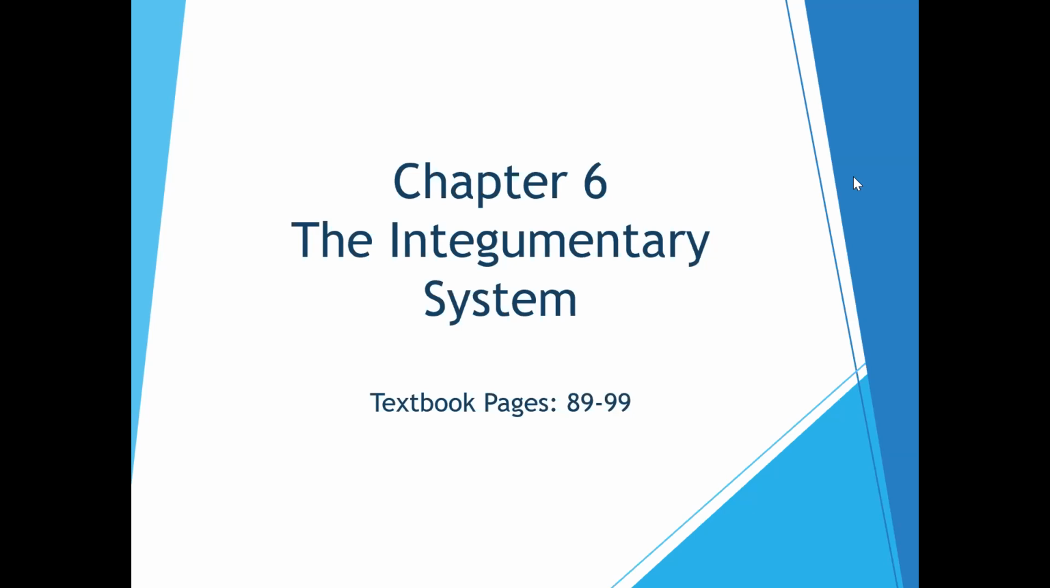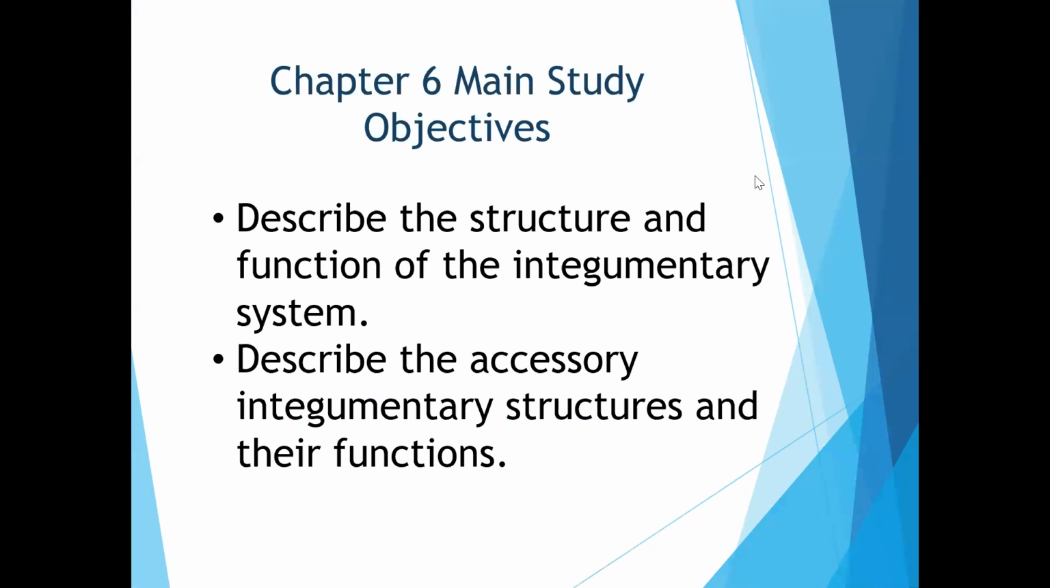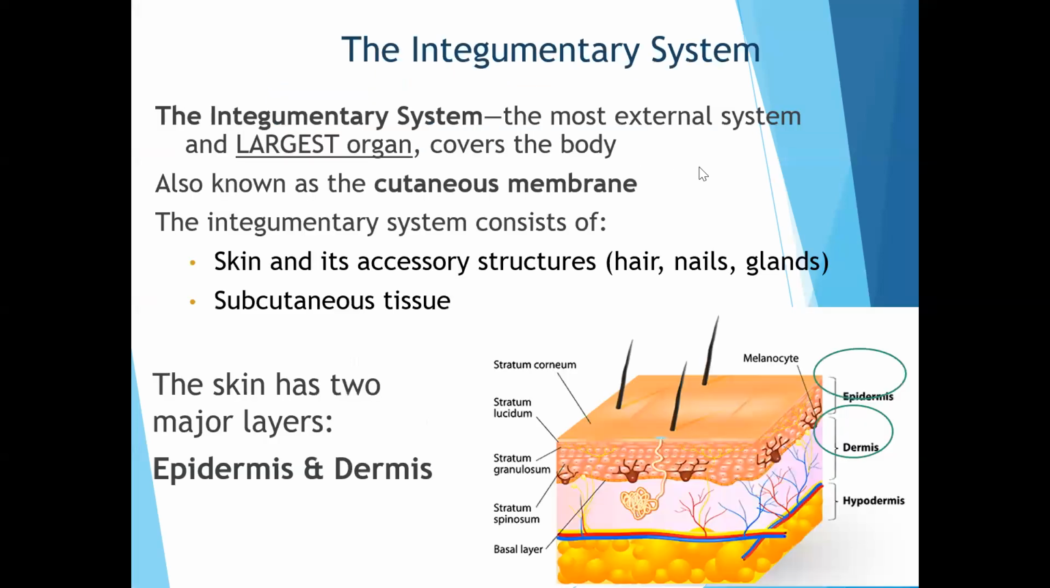All right, everybody, welcome to the first chapter of our second unit. This is chapter 6, the integumentary system. So this is page 89 to 99 in your guys' textbook. All right, so our goals here are to describe the structure and function of the integumentary system, as well as describe the accessory structures and their function.